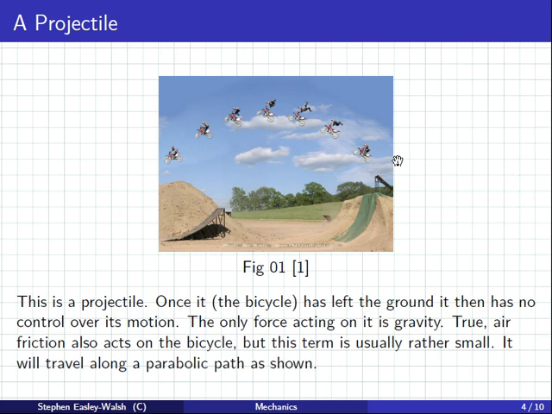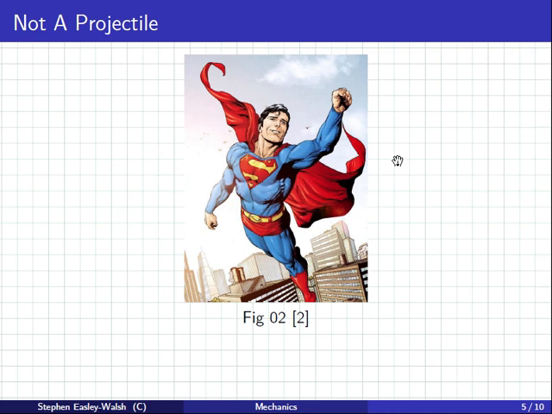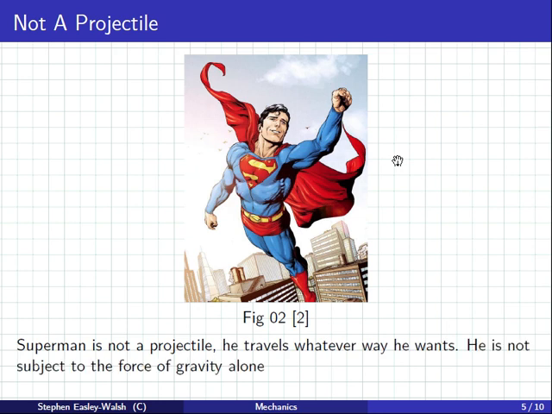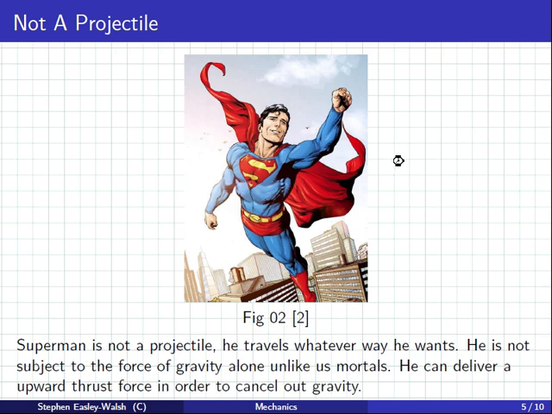Alright, next now. So why is Superman not a projectile? Because he is Superman. True, he is Superman. He travels whichever way he wants. It's not only gravity.